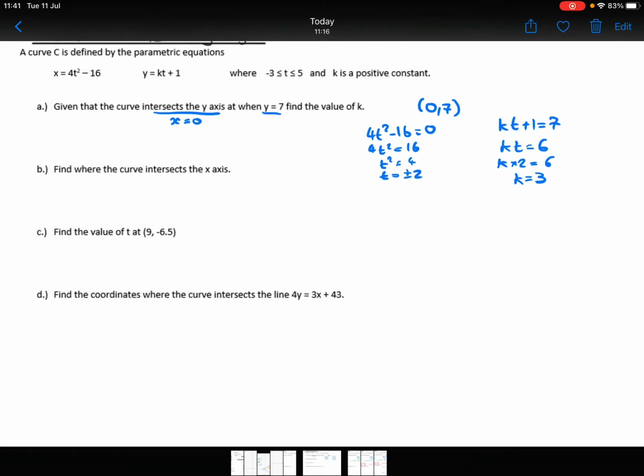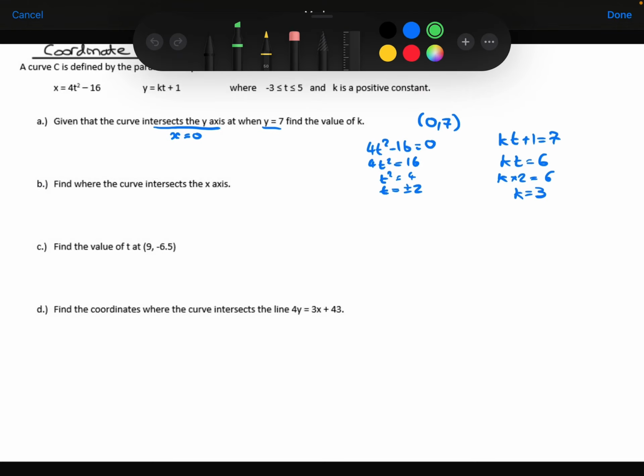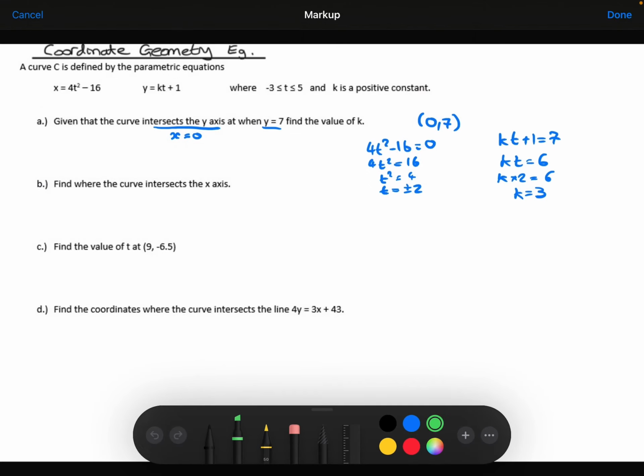Just to speed up this video, I've already shown my working out here that I will just talk you through. So when it said intersects the y-axis, that's telling me that x equals 0. So we've got the coordinate 0, 7. So what I've done is I've taken my x parametric equation and made that equal to 0, which has then told me that the curve will have x coordinate 0 in two places, when t is 2 or when t is minus 2. So there's two different values of t that give me an x coordinate of 0.